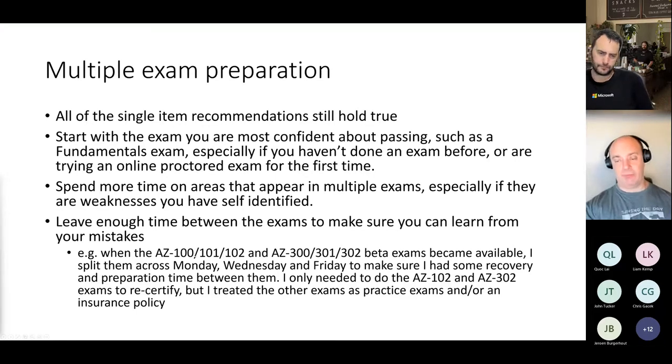Basically, I booked it in so that the 100s were done on a Monday, the 101s were done on a Wednesday, and the 102s were done on the Friday. 102 and 302 were the only two of the exams I actually needed to take. But because I had free vouchers because they were beta exams, I was basically doing the two standalone exams for each as a warm-up before going in and doing the exam I actually needed to pass.